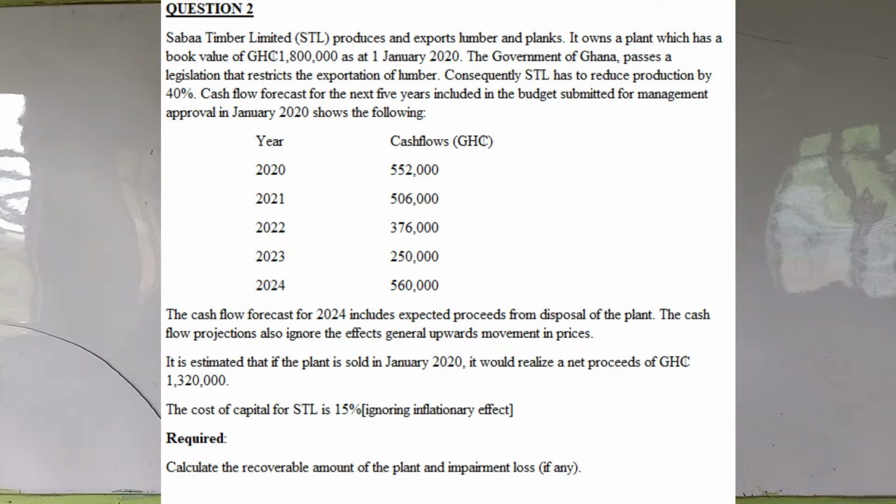The cash flow projections also ignore the effect of general upward movement in prices. It is estimated that if the plant is sold in January 2020, it will realize a net proceeds of 1,320,000 Ghana cedis. The cost of capital for STL is 15%, ignoring inflationary effects. Required. Calculate the recoverable amount of the plant and impairment loss, if any.